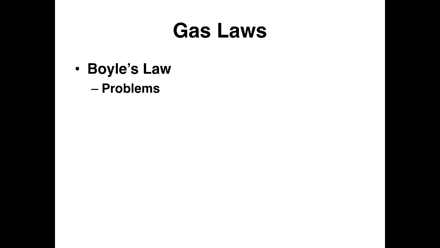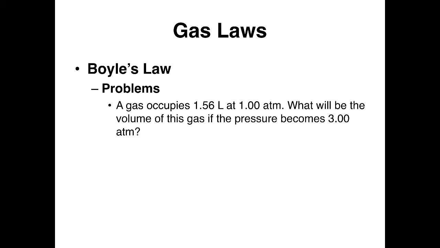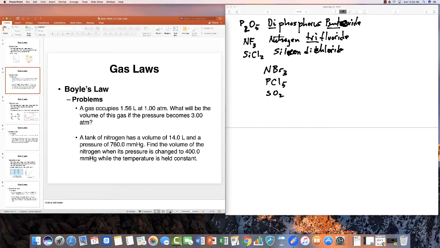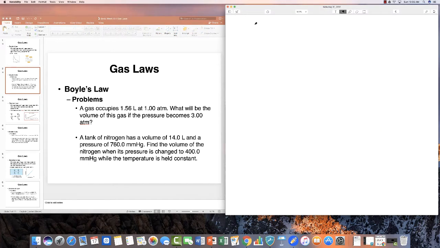So let's look at a couple of problems of Boyle's Law. A gas occupies 1.656 liters at 1 atmosphere. And 1 atmosphere is just a measure of pressure. What will be the volume of this gas when the pressure becomes 3 atmospheres? So how do we do this? Well, first of all, you write your formula down: P1 V1 is equal to P2 V2.